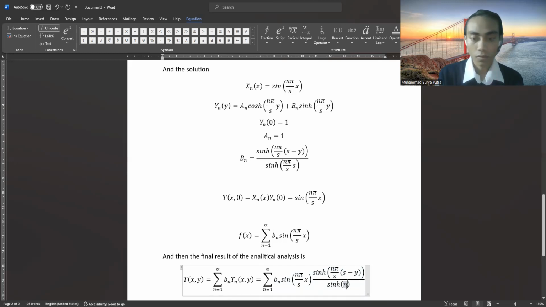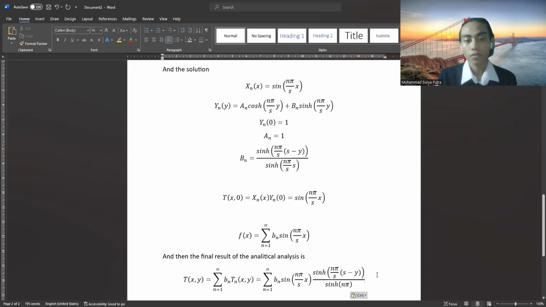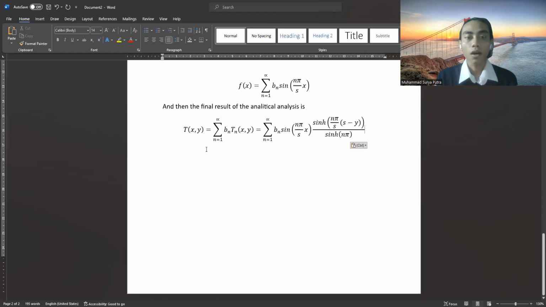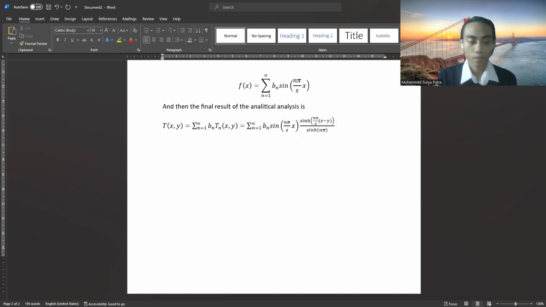in pi. I'm gonna write it as that. So this is the final result of the analytical analysis. This is a Fourier transform or Fourier theorem, Fourier function.